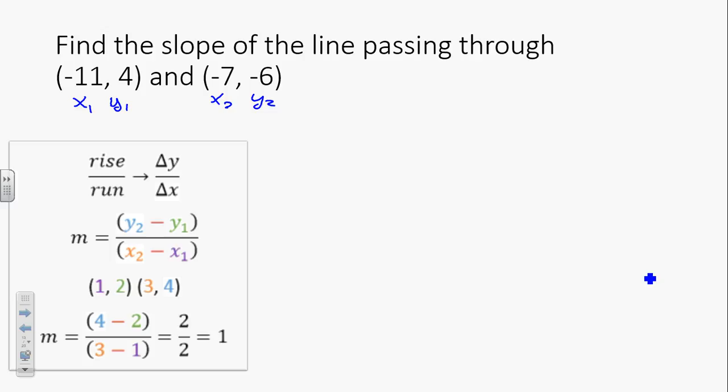Okay? And then we have to do what's on top and on the bottom next. So we'll take our second y minus our first y. That was a positive 4, so negative 6 minus 4 over our second x minus our negative 11, our first x.